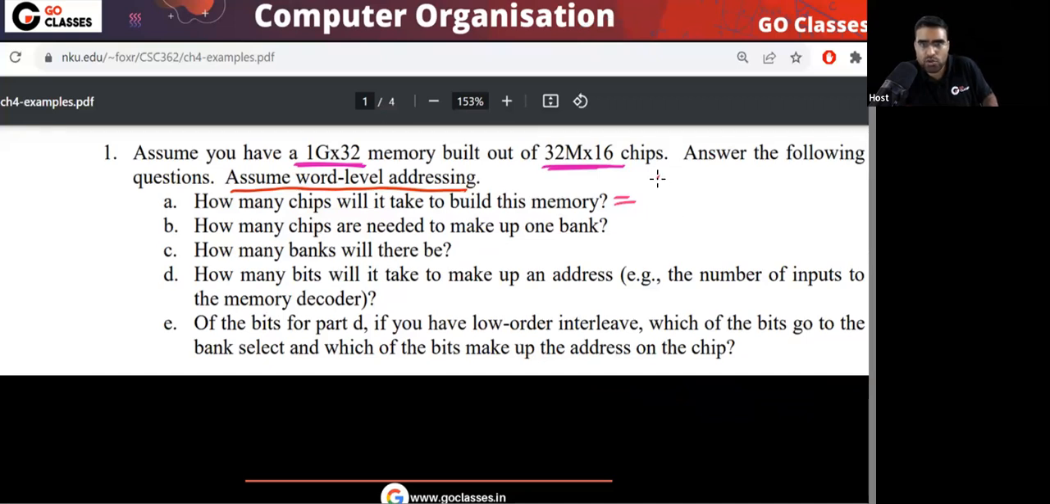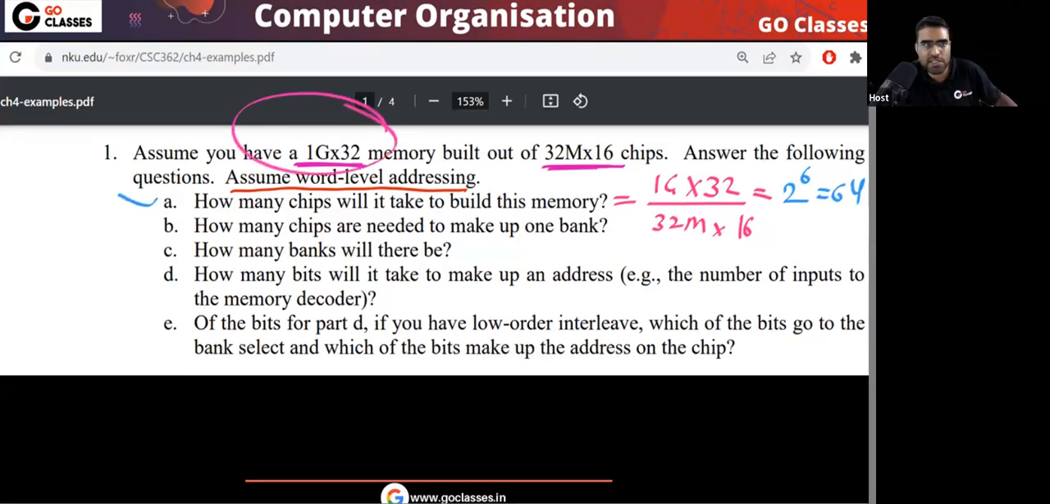For that, you just have to do 1G into 32 divided by 32M into 16. Just divide it. What will your answer be? The 2 power 30 and 2 power 5 cancel, so it will be 2 power 6, right? That is 64. So 64 chips will be needed. This part is very easy. Just divide 1G into 32 by 32M into 16.